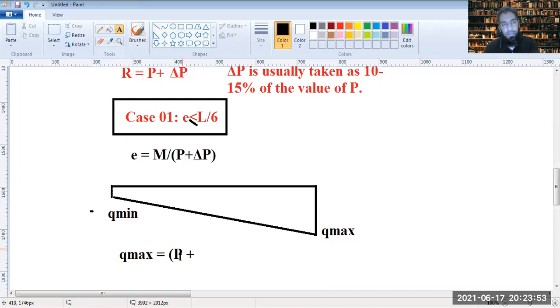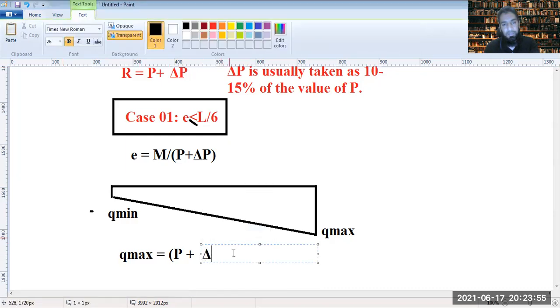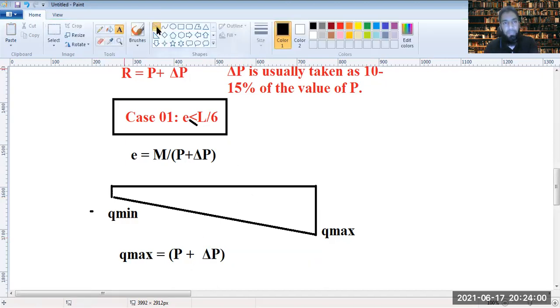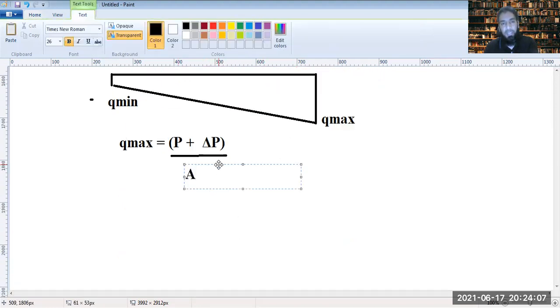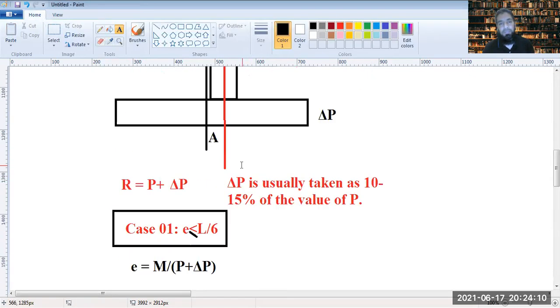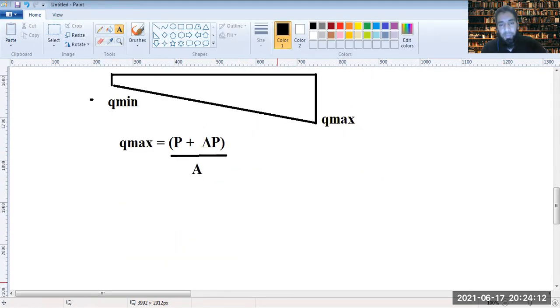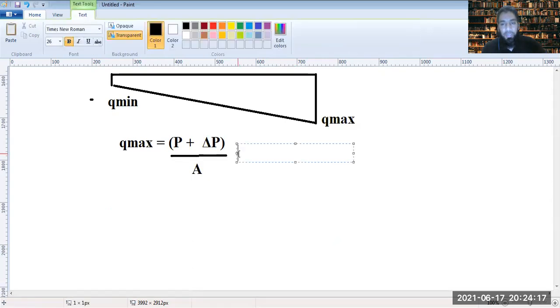It's delta P divided by A. Now, what is this? This is the maximum stress that could be acting due to the load itself. So P by A is the maximum stress due to the load, and then you have the stress due to the moments.